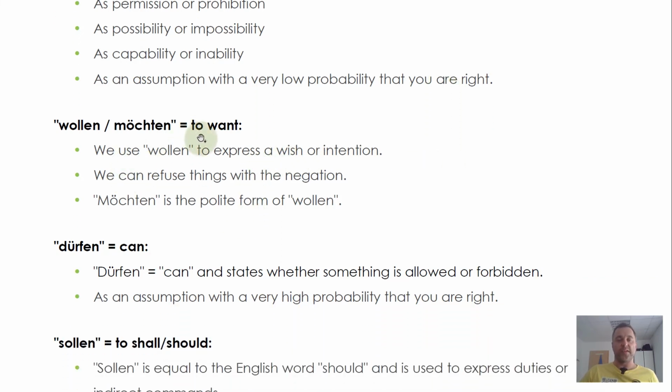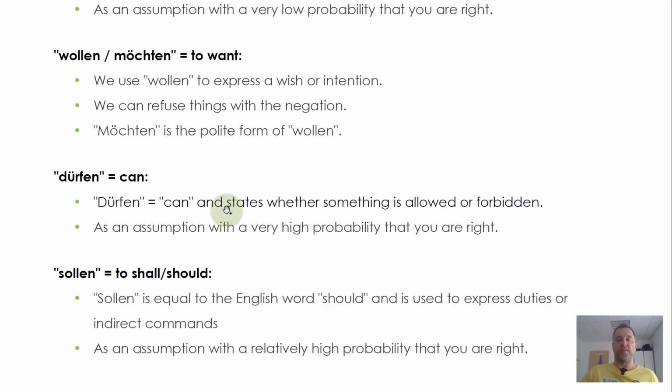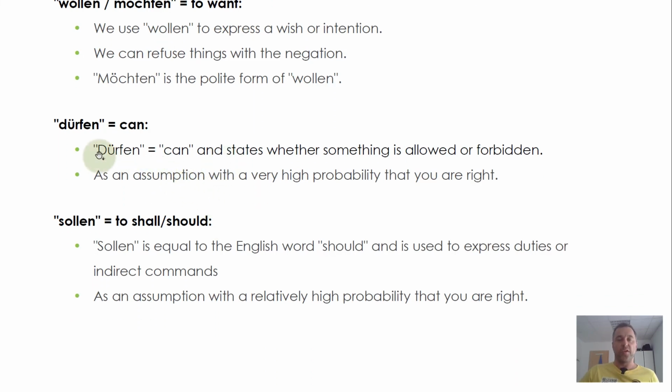Wollen, möchten is to want something, so for a wish, intention. We can also refuse things with it, and möchten is the polite version of wollen. Dürfen is also more or less to can, and it states whether something is allowed or forbidden. And we use it for assumptions, also with very high probability that you're right. And sollen is to shall or should, and expresses duties or commands, or an assumption with relatively high chance that you are right. Now you know all the secrets of German modal verbs.